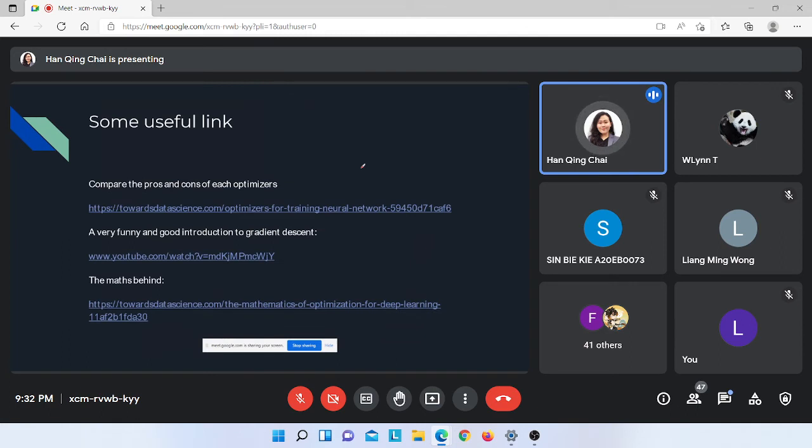Here is a useful link to learn more about the pros and cons of each optimizer, gradient descent, and the mathematics behind it, if you're really interested. Just look at this link.